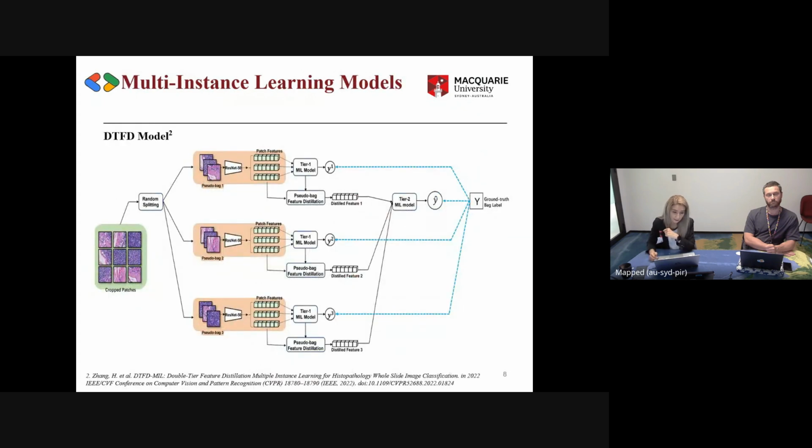Or like the DTFT model, it uses two steps. First, they use multiple bags, and then pseudo bags. Then they use some probabilistic methods to distill the features, and then in the second round they can aggregate these distilled features and send them to their classification model.